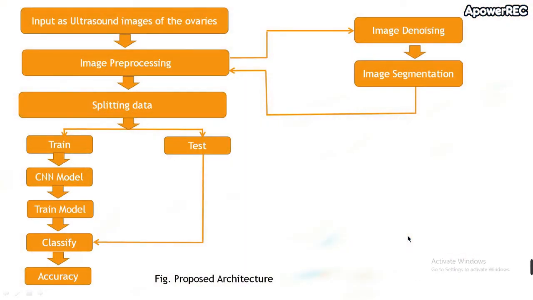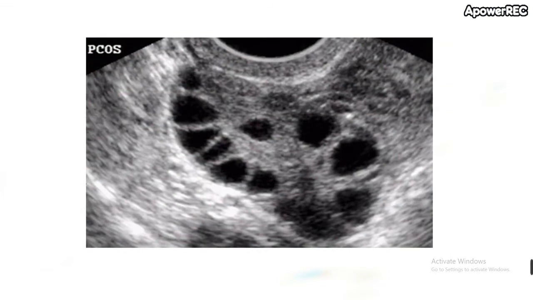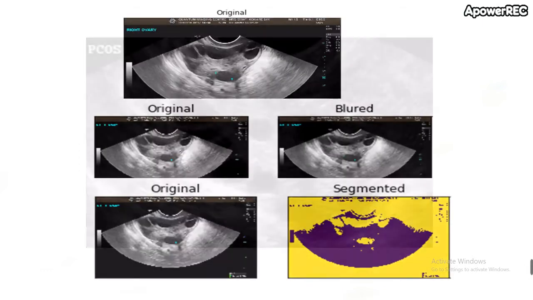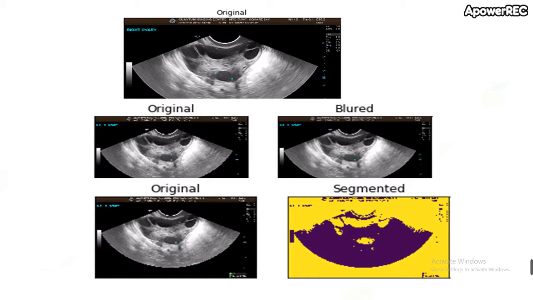This is the flowchart of the architecture. In the project, we have taken ultrasound images as the input. As you can observe, the ultrasound images are very noisy, which makes it difficult to detect the follicles, and hence image pre-processing techniques were used to enhance the quality of the image. Denoising will remove all the noise and distortions from the images. Segmentation is used to partition the follicle area of the image.